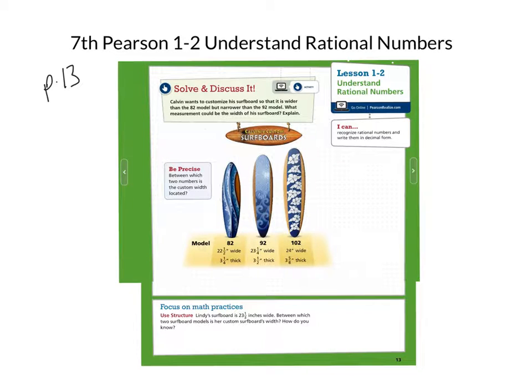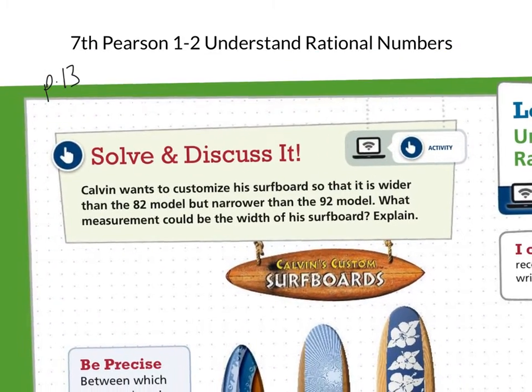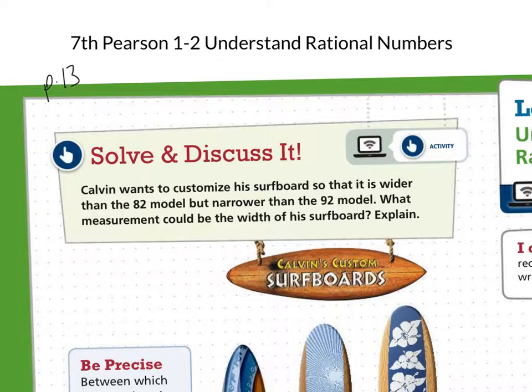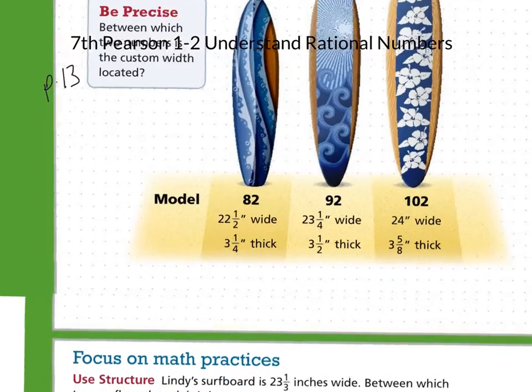Lesson 2, we're looking at understanding rational numbers. So page 13. Calvin wants to customize his surfboard so it is wider than the 82 model but narrower than the 92 model. What measurement could be the width of his surfboard? Okay, so wider than 82, narrower than the 92.